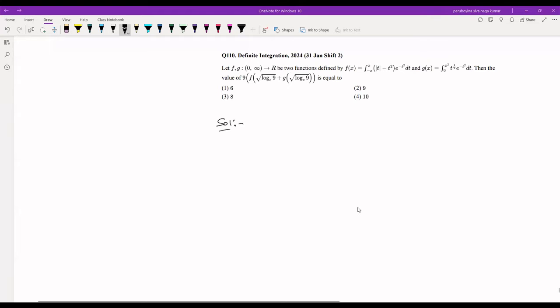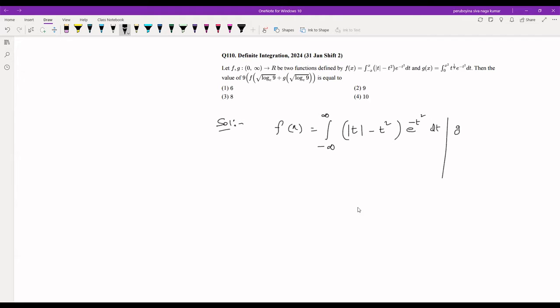f and g are defined from 0 to infinity to R, be any two functions defined by, so f of x is equal to integral from minus infinity to infinity of modulus t minus t square, e power minus t square dt. So this is the f function.